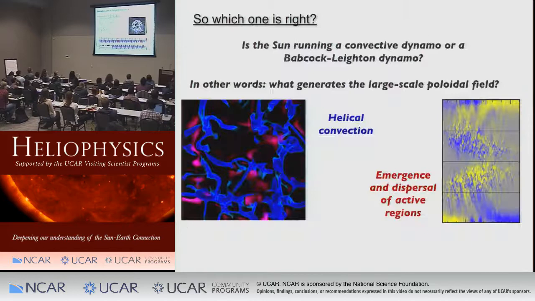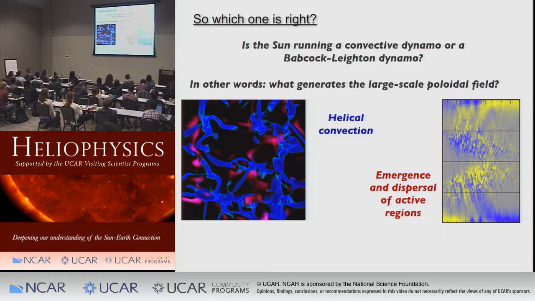So which one is right? Is the sun running a convective dynamo or a Babcock-Leighton dynamo? The difference is, what's the source of the poloidal field? Is it this lifting and twisting of the toroidal field by convection? Or is it the active regions? Is it the magnetic buoyancy that makes flux tubes rise, and then their redistribution on the surface flips the poloidal field? And we don't really know.